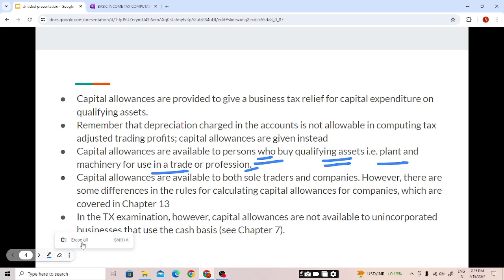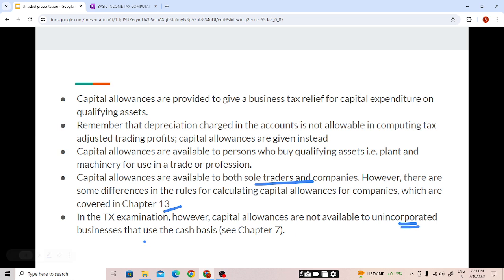Capital allowances are available for both sole trader and companies. For companies, we will be covering the capital allowance under the chapter number 13. In tax examination, unincorporated business using cash basis, for them capital allowance is not available.